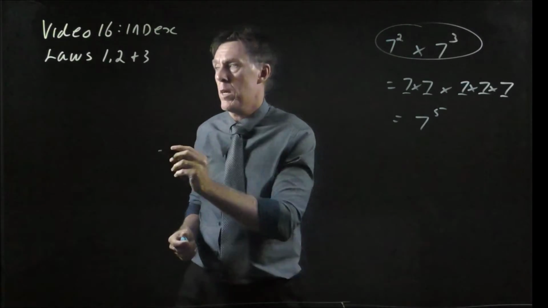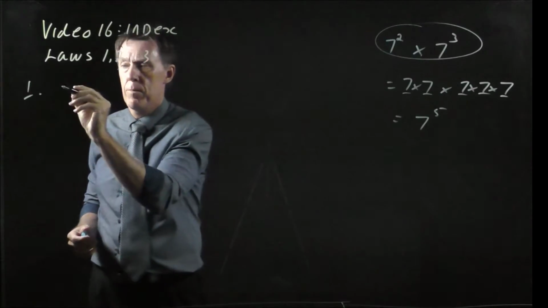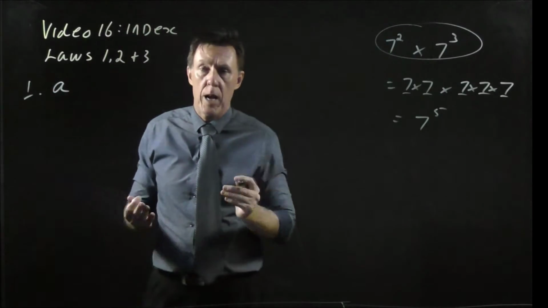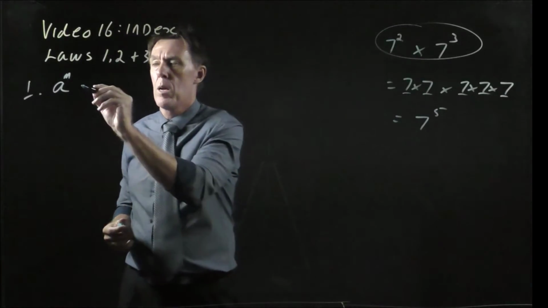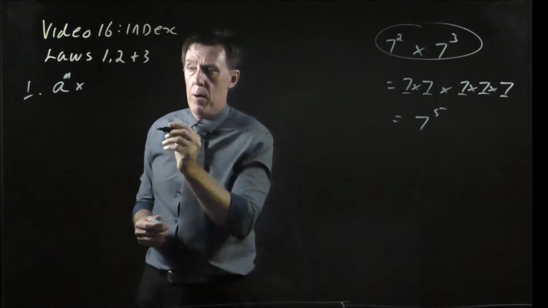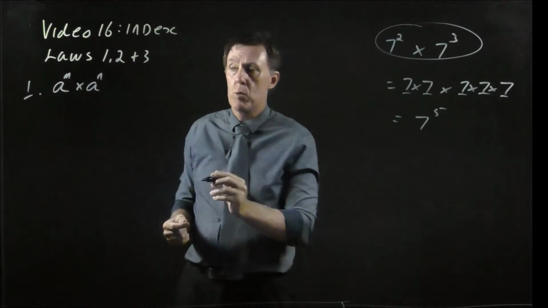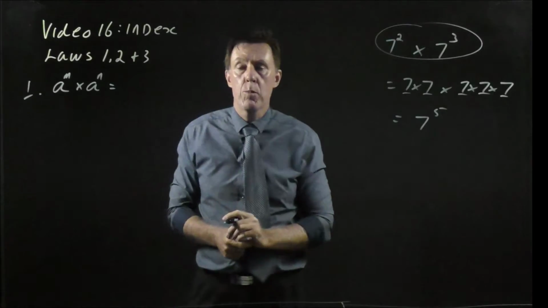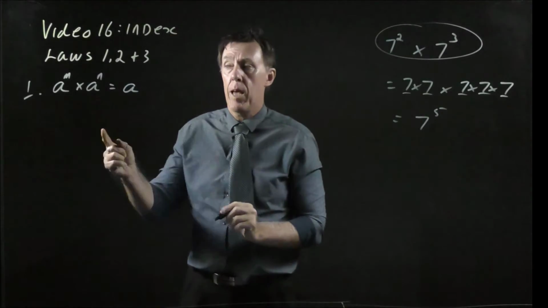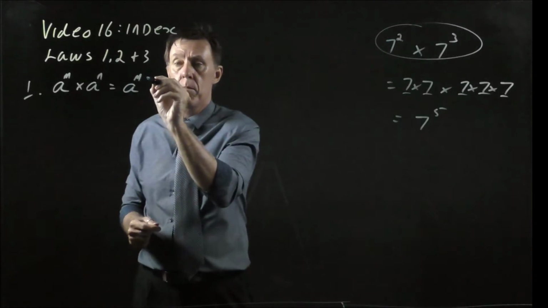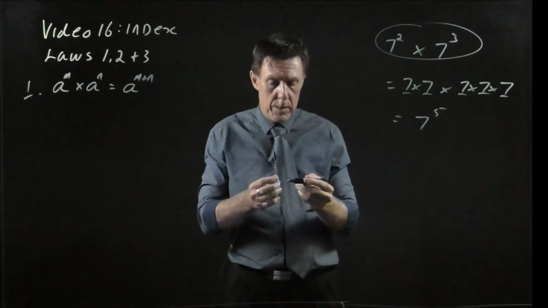So our first index law is going to be, if I have any power, and I'll just use A to represent any power, raised to an index, multiplied by another power with the same base raised to an index. When we multiply them, we keep the bases the same, and we add the indices together. Index law number 1. There's an example of it.